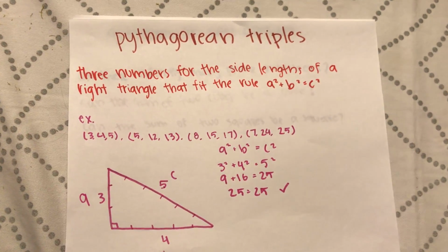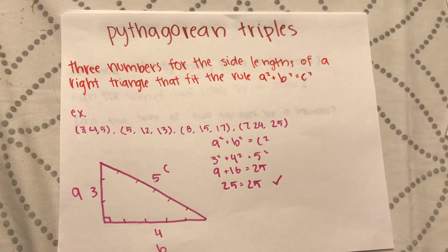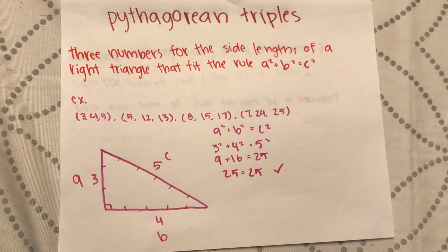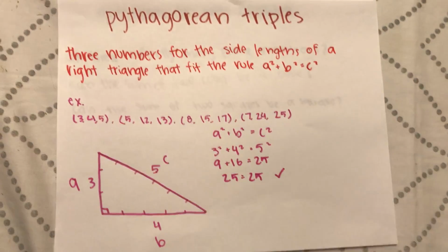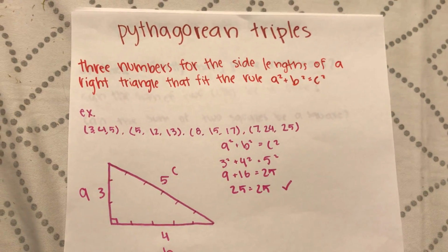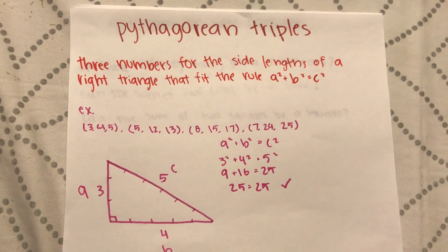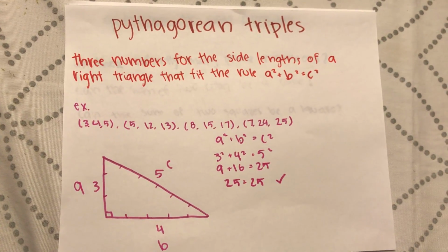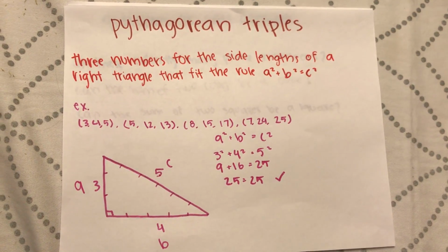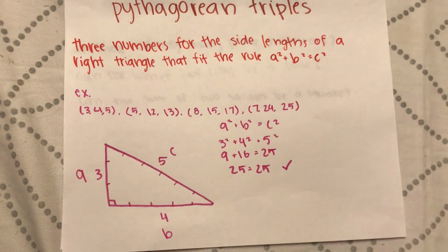Pythagorean triples are 3 numbers for the side lengths of a right triangle that fit the rule a squared plus b squared equals c squared, which is the Pythagorean theorem. Some examples are 3, 4, and 5; 5, 12, and 13; 8, 15, and 17; and 7, 24, and 25.